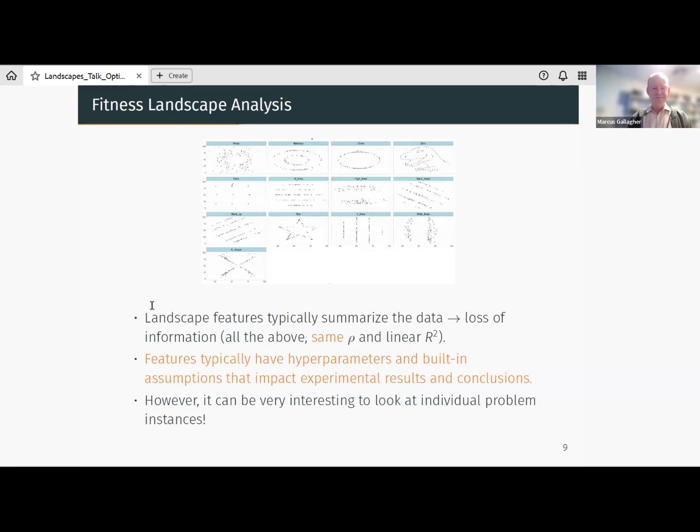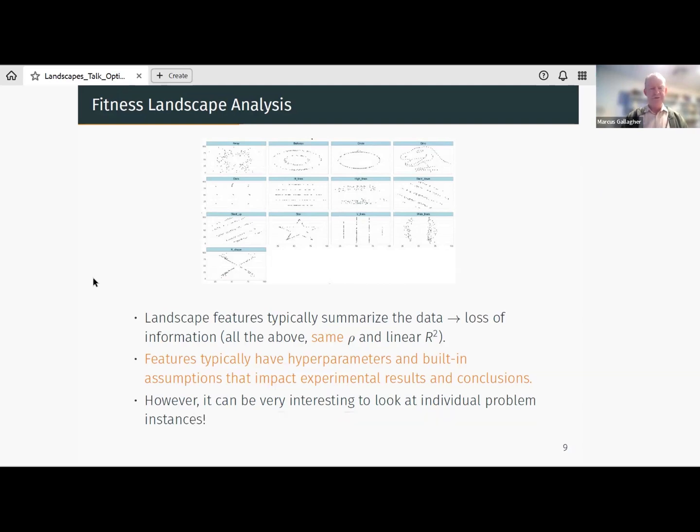Also, the features we have, well, of course, they each have their own hyperparameters and built-in assumptions, and these can impact the experimental results and the conclusions that we draw from our landscape analysis. So that's something we also need to keep in mind.